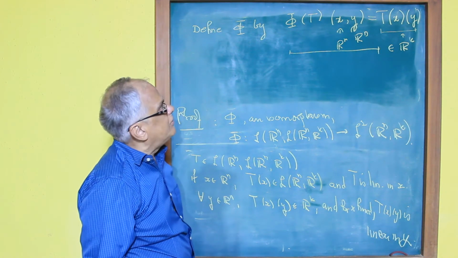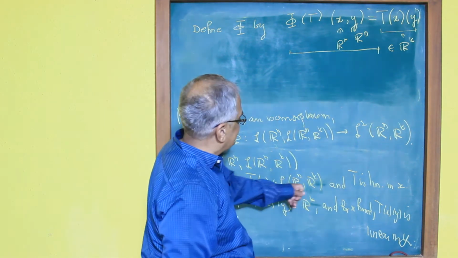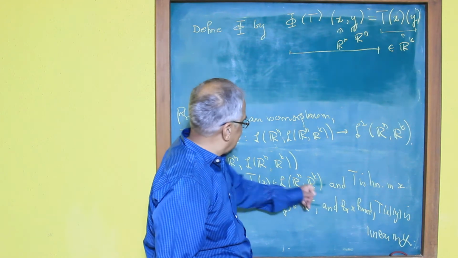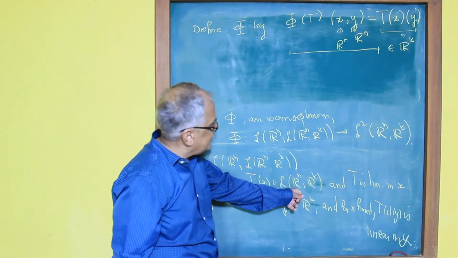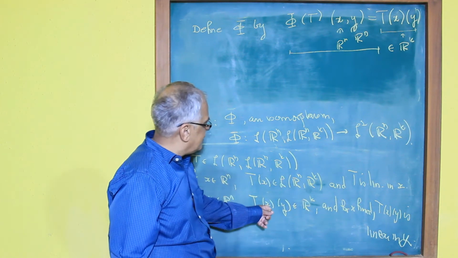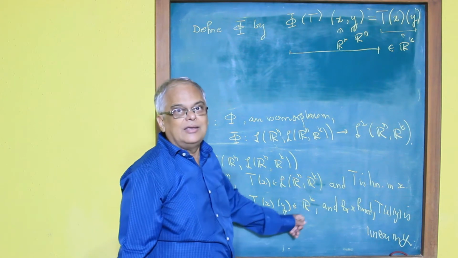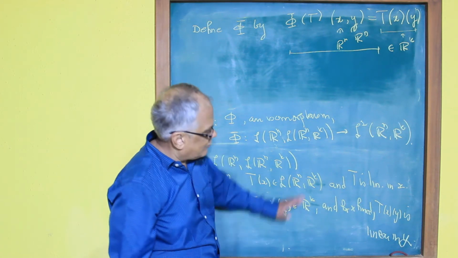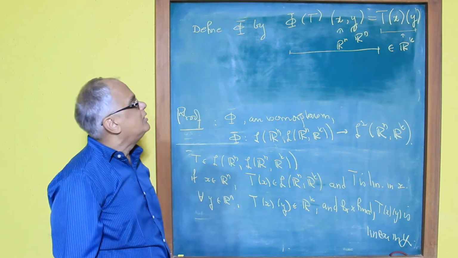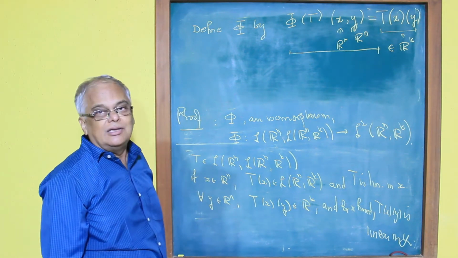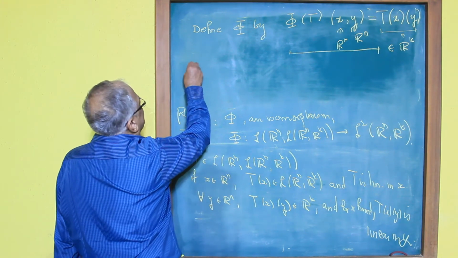Where is T of x? T of x is a linear map from Rn to Rk, where x is in Rn. And y is in Rn, and T x at y is an element in Rk. What I've just written down is the statement that phi of T is in fact bilinear. So phi is well defined.